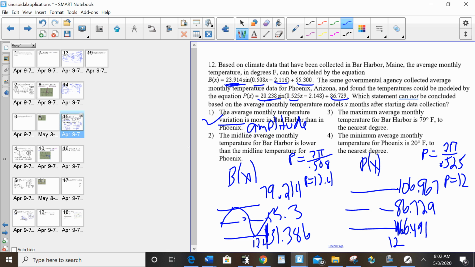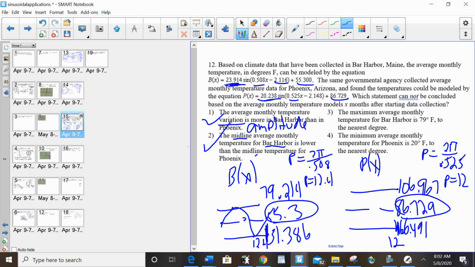The midline average monthly temperatures, so it's telling you the midline. If it didn't say midline, it could just say the average monthly temperatures. If it's talking about average, it's talking about midline. So the midline for Bar Harbor is lower than the midline for Phoenix. Well, 55.3 is definitely lower than 86.729, so yes, that one is true.